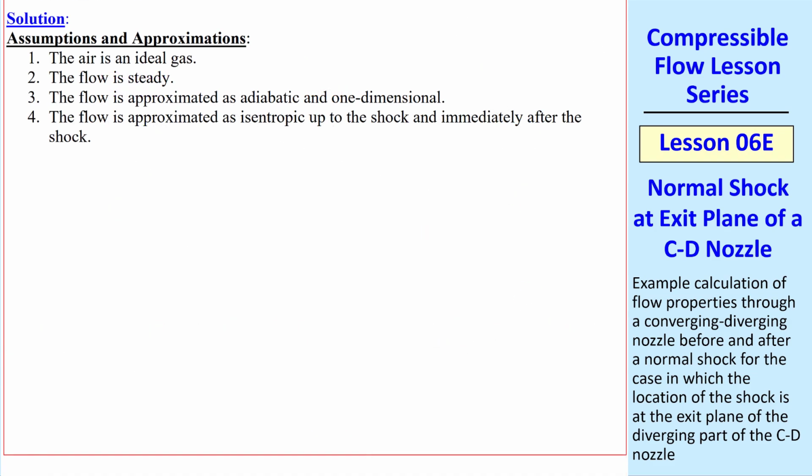We make the usual approximations: air as an ideal gas, steady flow, adiabatic and one-dimensional, and isentropic up to the shock, and immediately after the shock. I use the word immediately because downstream of the shock, you'll have a high-speed jet, which is no longer isentropic.